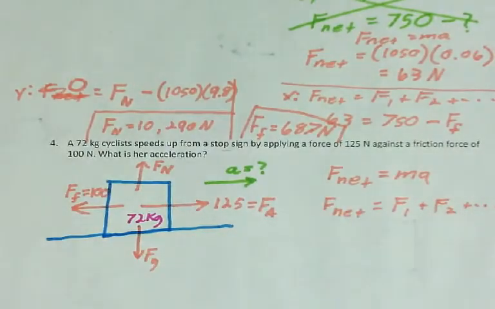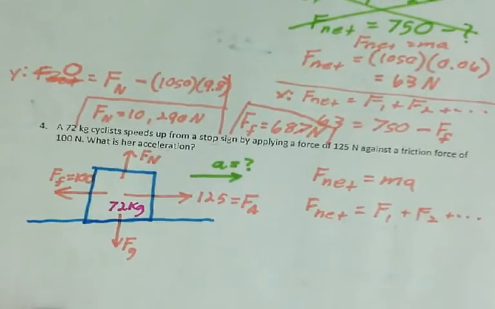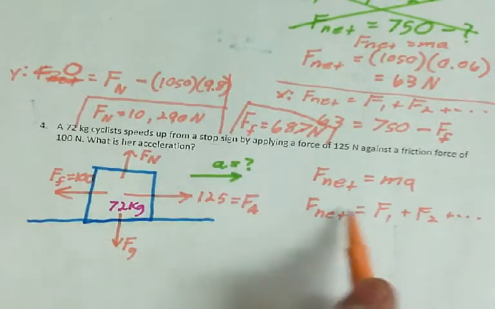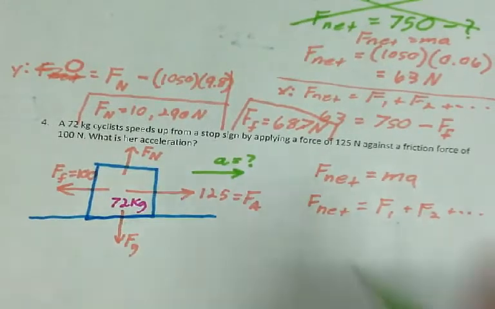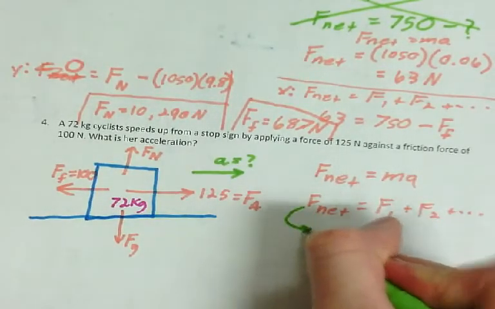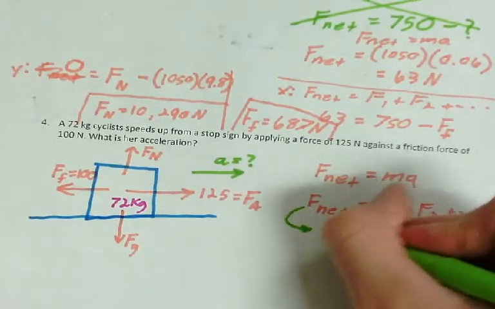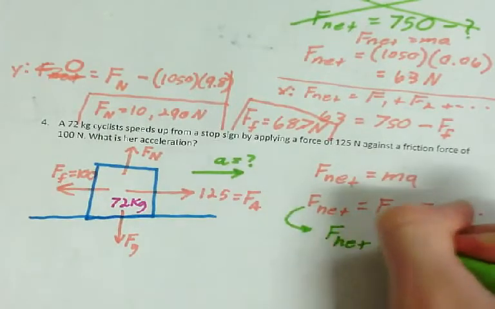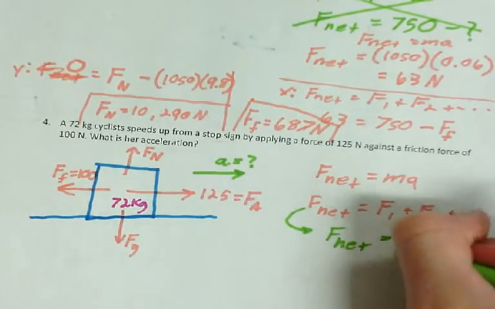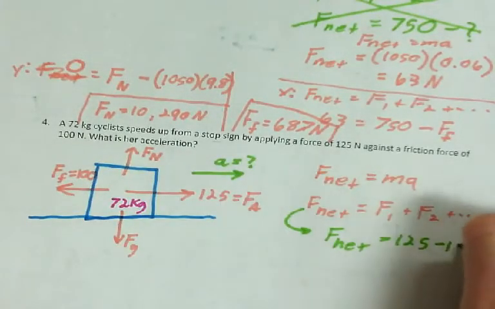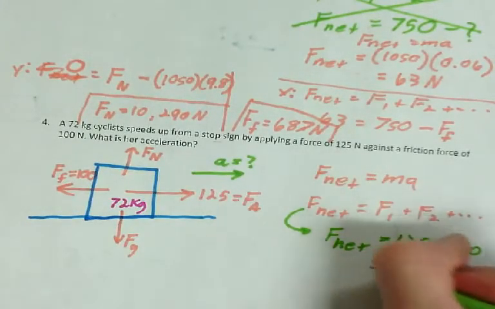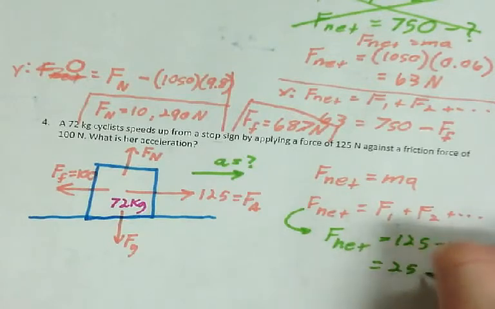I can't do F net equals ma because I don't know what the acceleration is. So I'm going to have to do this other guy. Okay, my net force is something. F1 is 125 minus 100 in the opposite direction. My net force is 25 newtons.